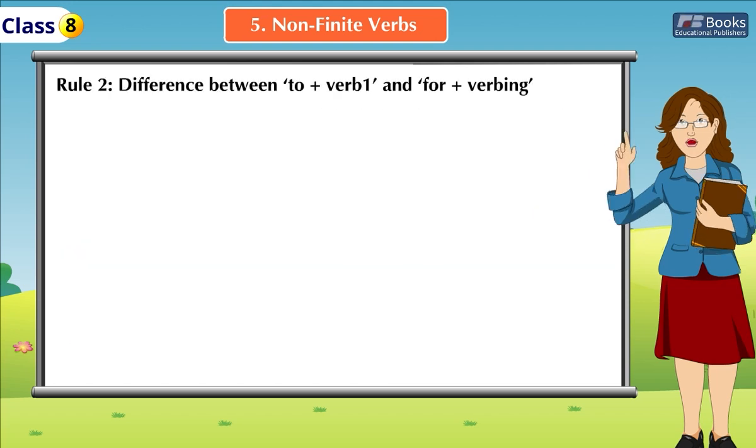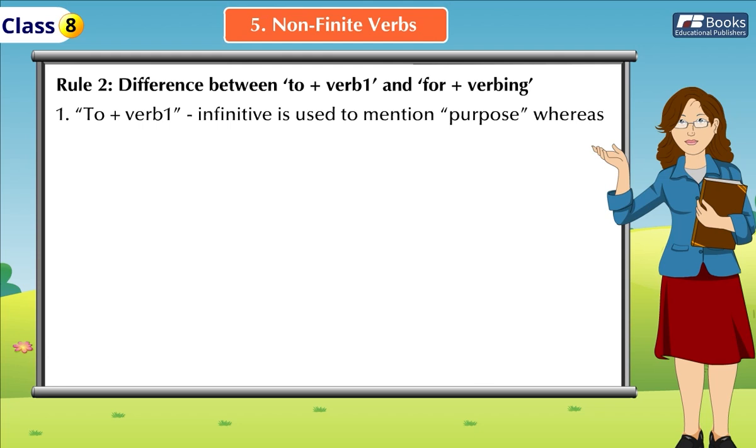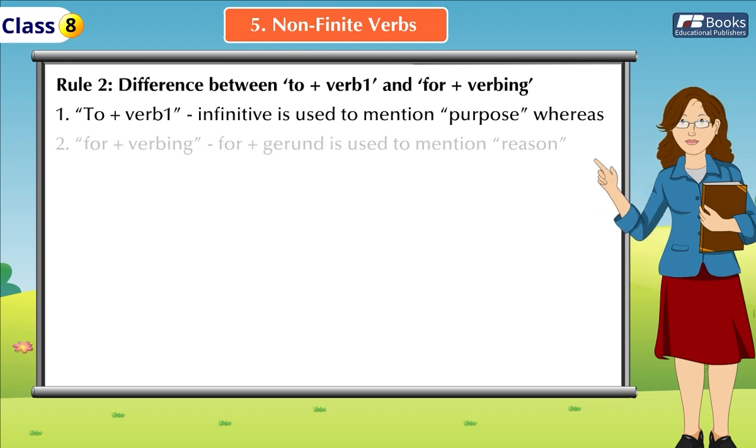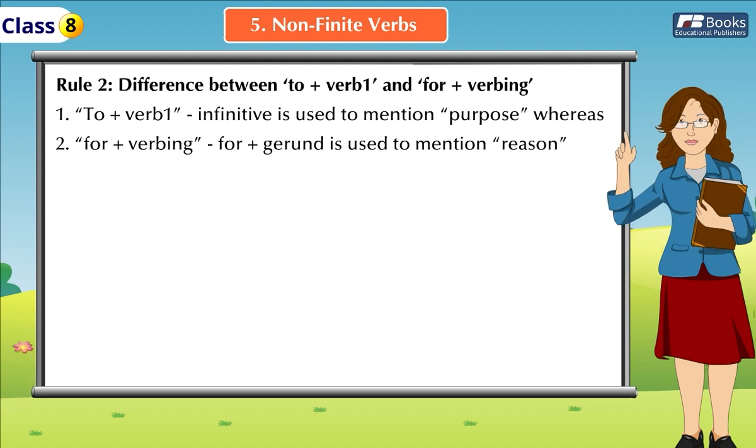Rule 2. Difference between to plus verb first form and for plus verb-ing. 1. To plus verb first form, the infinitive, is used to mention purpose, whereas 2. for plus verb-ing, for plus gerund, is used to mention reason.